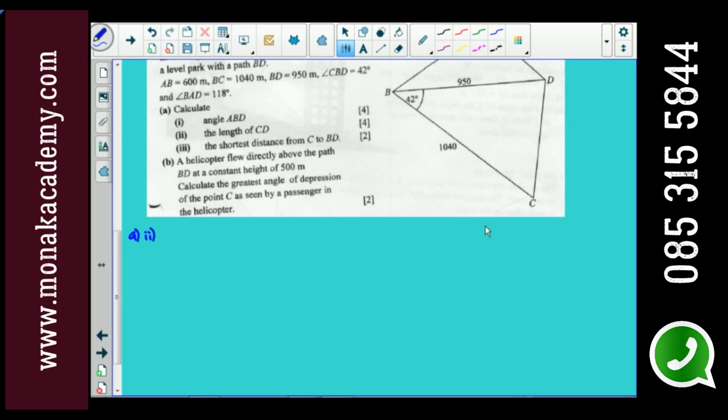So now we're working with that particular triangle. So we have two sides, right? And we have an angle, right? And we don't know one side. Sine or cosine rule?